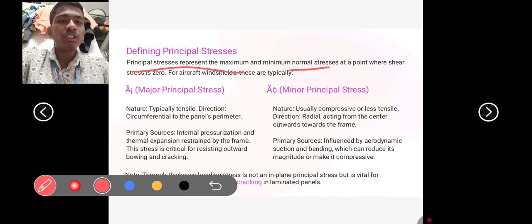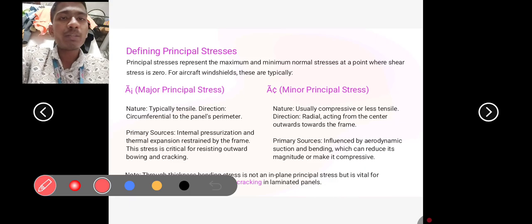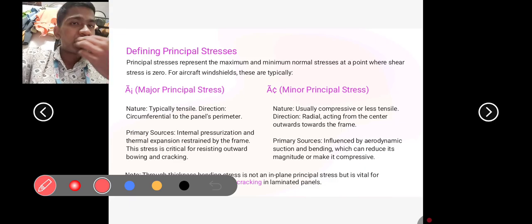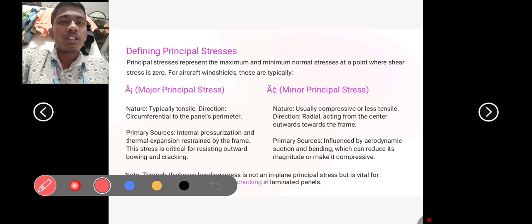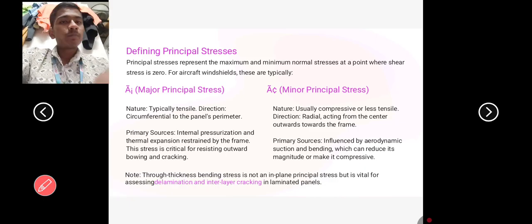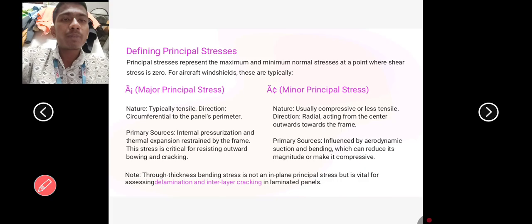For an aircraft windshield, these are the typical major principal stresses. Nature: typically tensile. Direction: circumferential to the panel's perimeter. Primary source: internal pressurization and thermal expansion, resisted by the frame. These stresses are critical for resisting outward bowing and cracking.